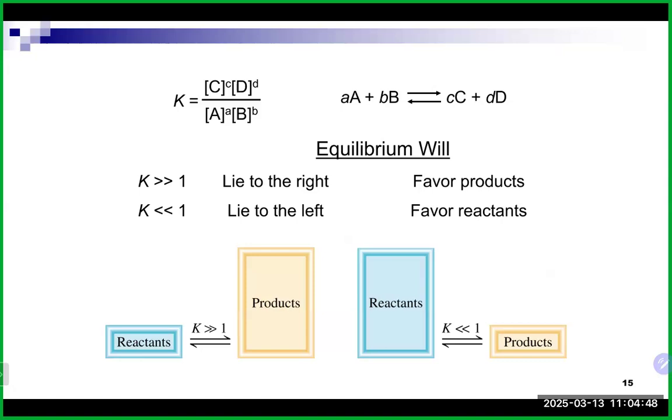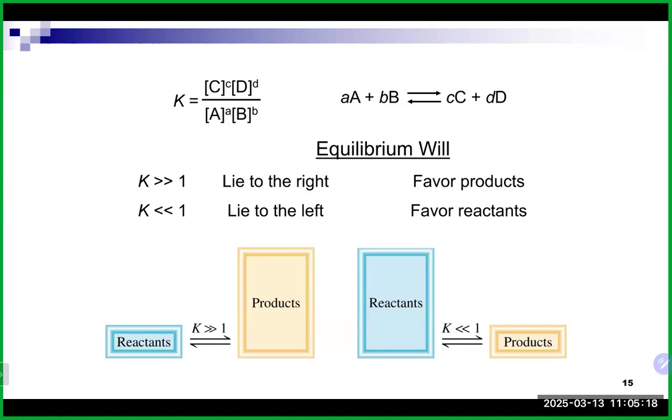Even if you have a really large value of K or a really small value of K, which would mean you pretty much only have products or you only have reactants, these are still reversible reactions, which means even at the largest values of K, there is still some products coming back the other way. It's just super, super small, but there's always that reversible process occurring, even at the outer ends of the K values.